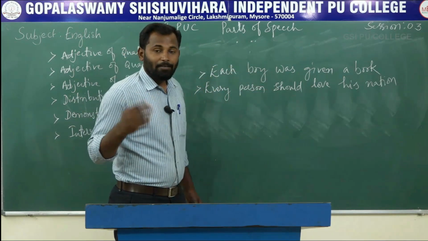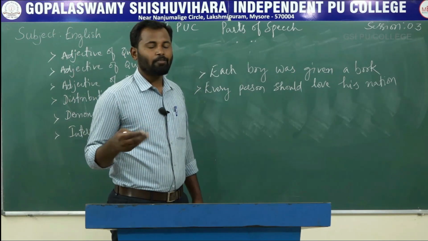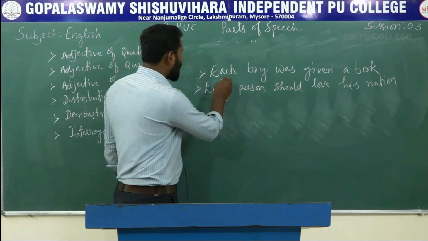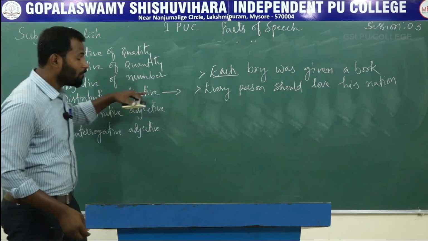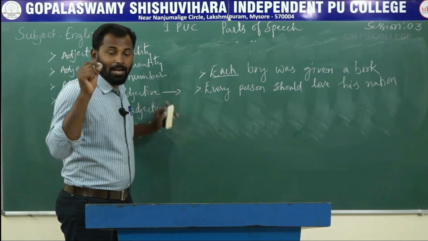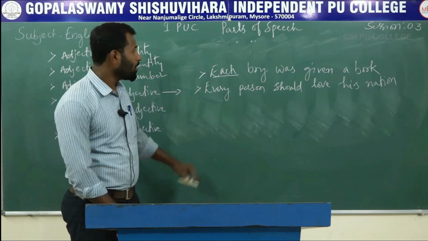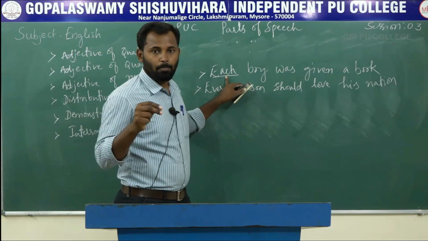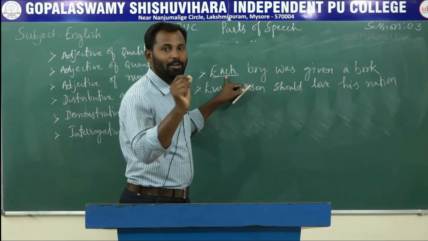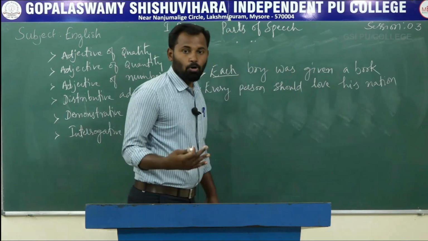Let us say in our class we have a group of 60 students and we have distributed everyone a book. Here, as I have told you, distributive adjective is a word used to refer each and every person. Though we have 60 students in number, we are not referring to the group, but we are referring to each and every student. So each boy was given a book.